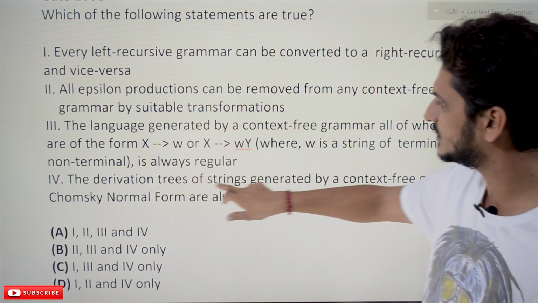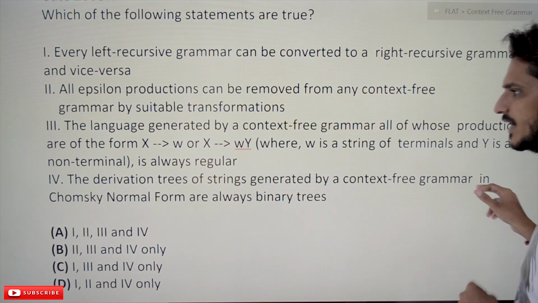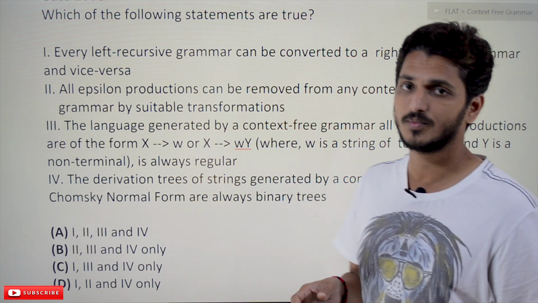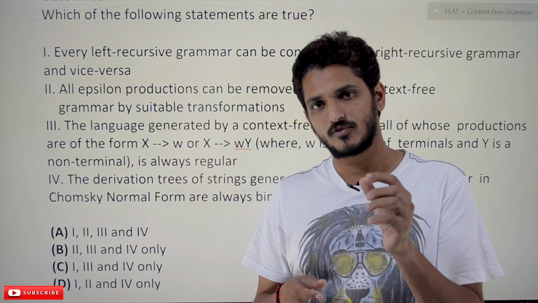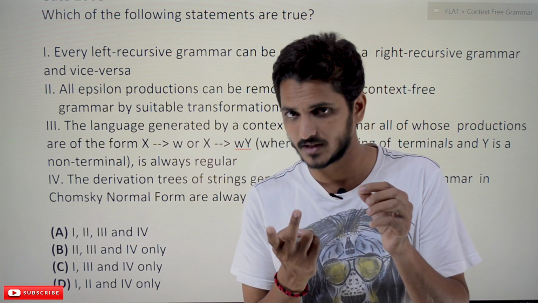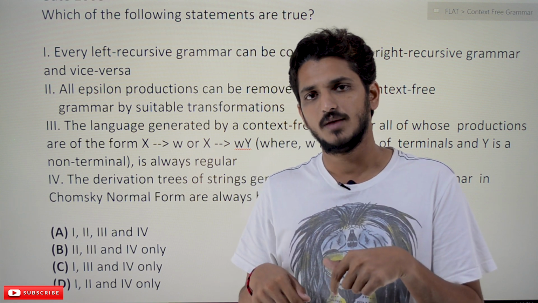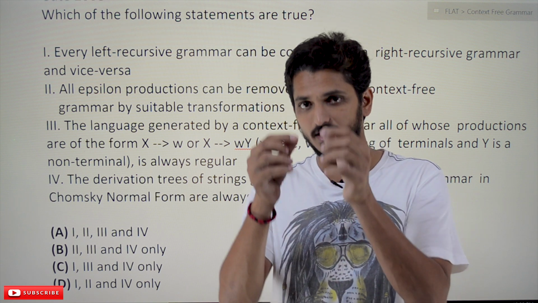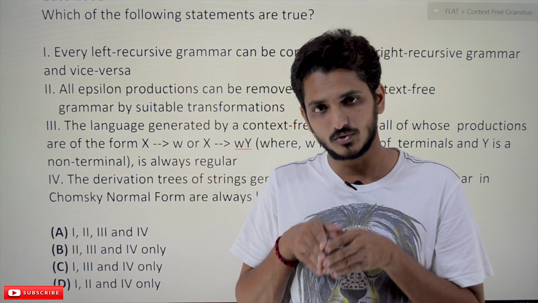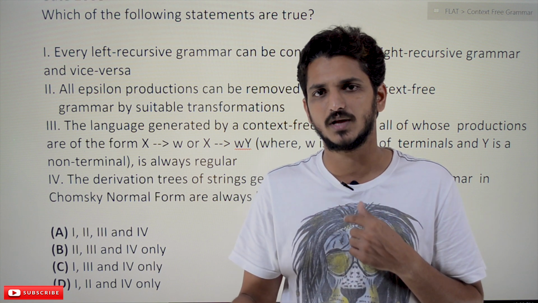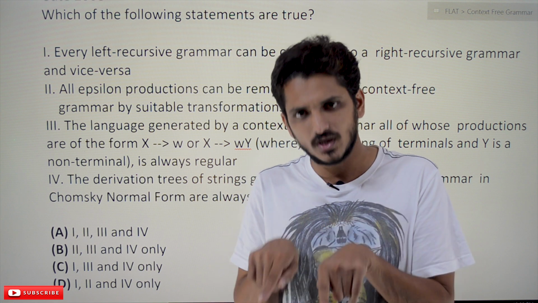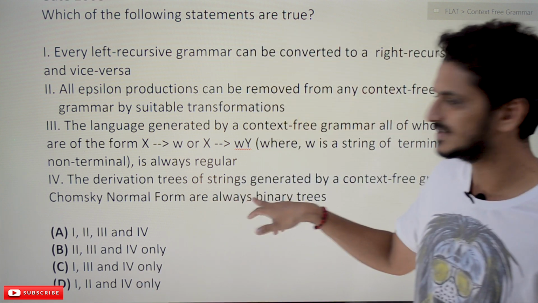The next one is the derivation trees of strings generated by a context-free grammar in Chomsky normal form are always binary trees. What are the Chomsky normal form conditions? The productions are X tends to two non-terminals or a single terminal. If you do the derivation tree for a Chomsky normal form CFG, you can go with two non-terminals or a single terminal. Two non-terminals means it is always a binary tree. You can generate only two. So this statement is correct.